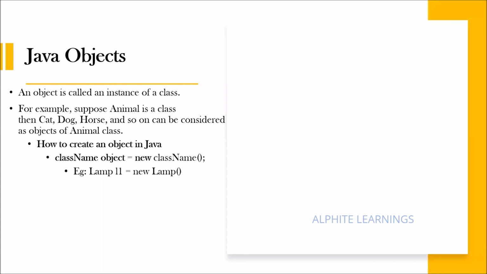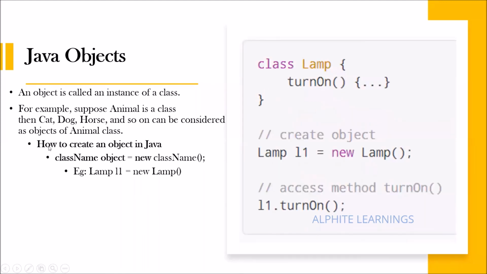So here, how to create an object. First we have to give the class name. For example, we have a class lamp here.